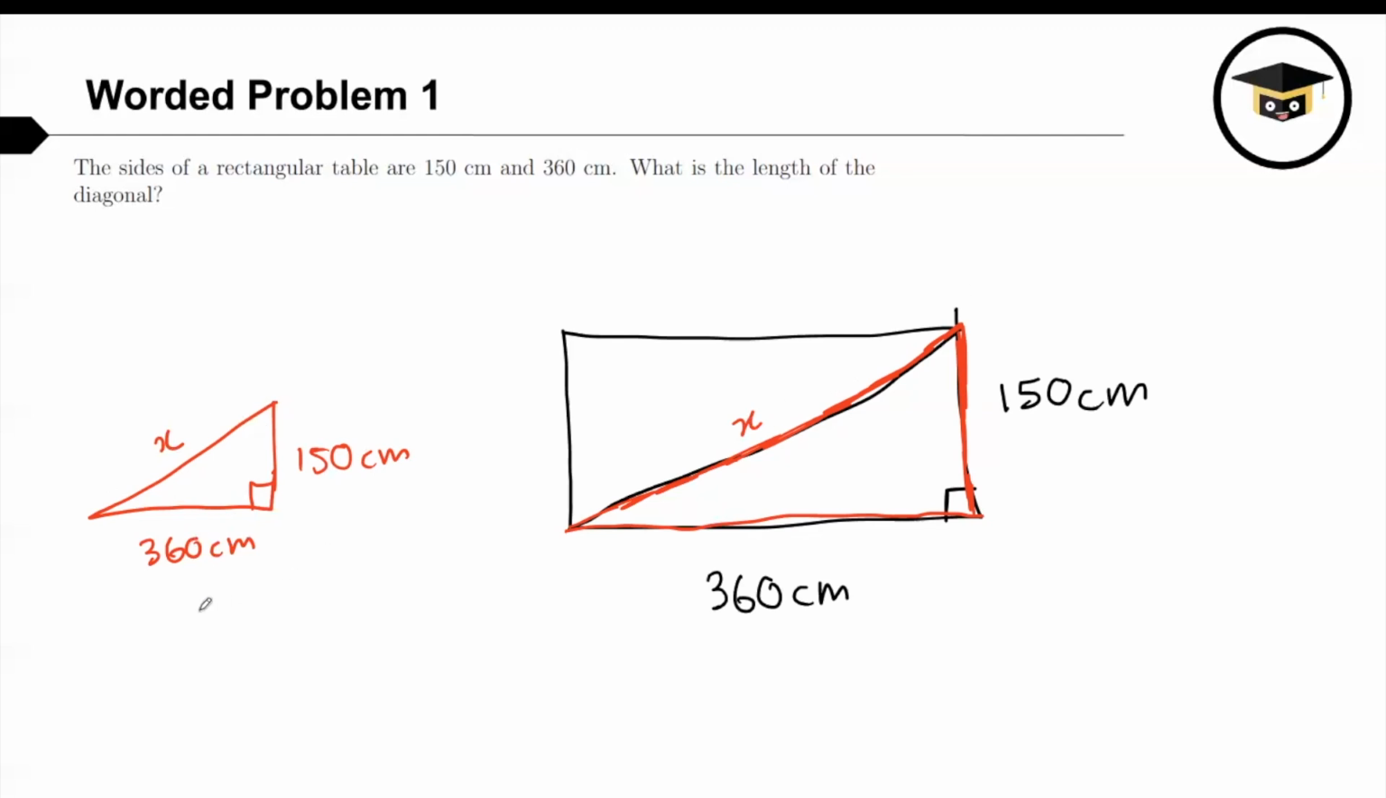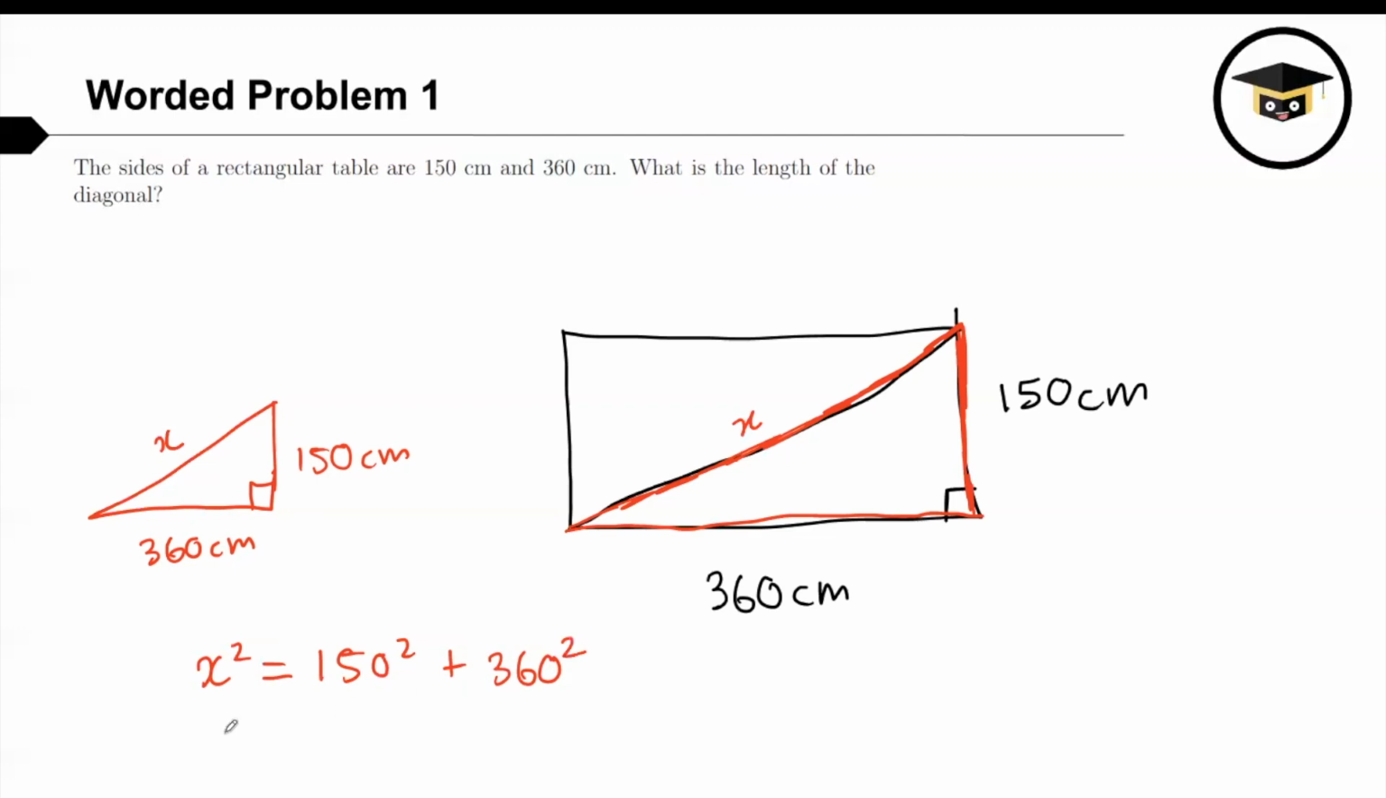And so we just write down the Pythagorean statement as normal. So we would say that the hypotenuse is X because that's opposite the right angle. So X squared is equal to, now we say the short side squared. So first short side is 150 squared plus second short side squared is 360 squared.